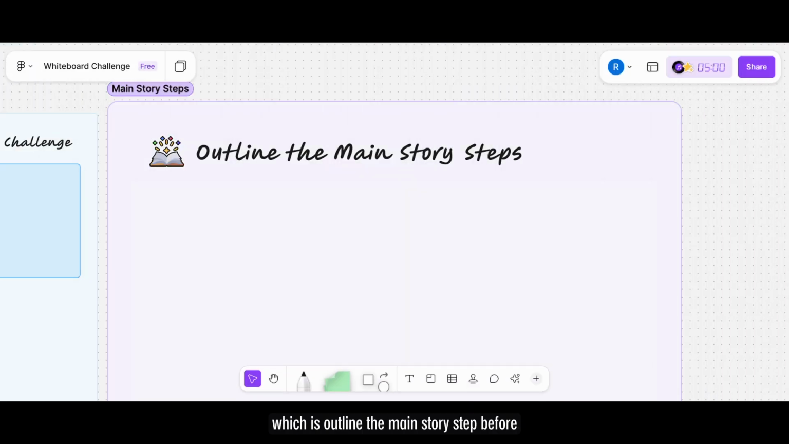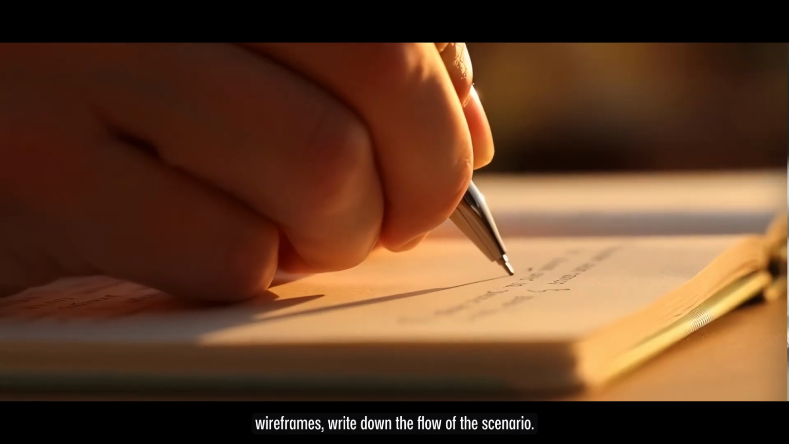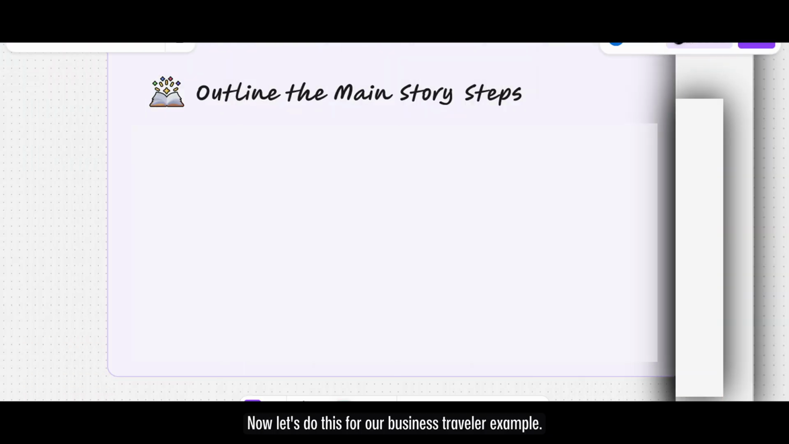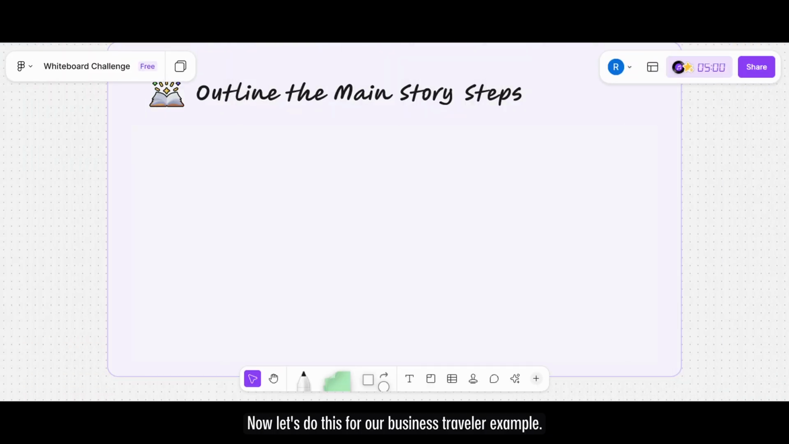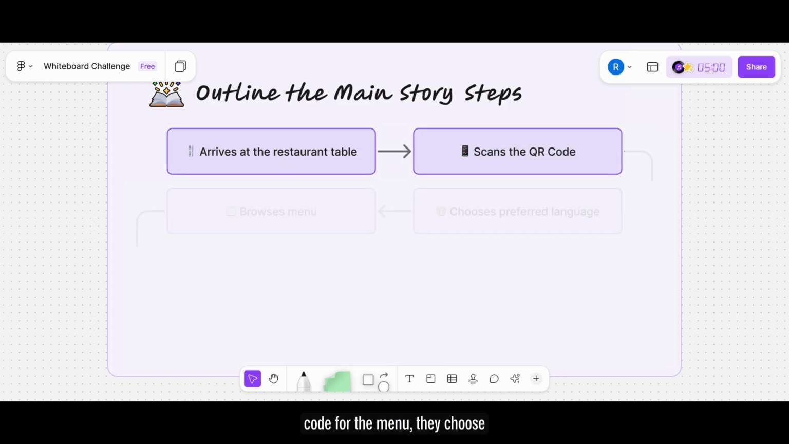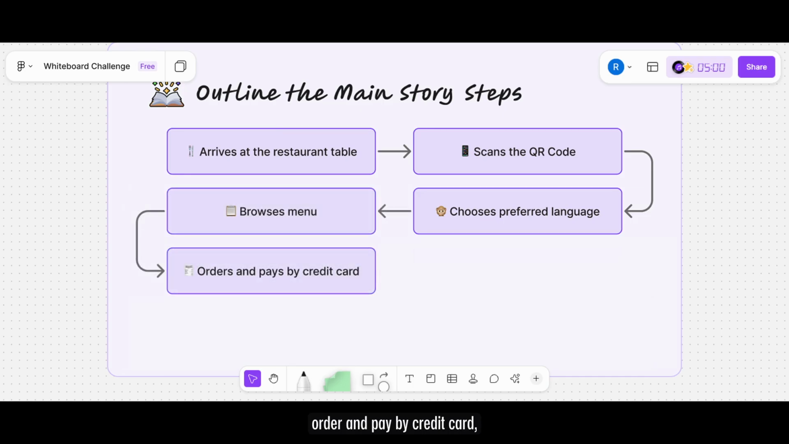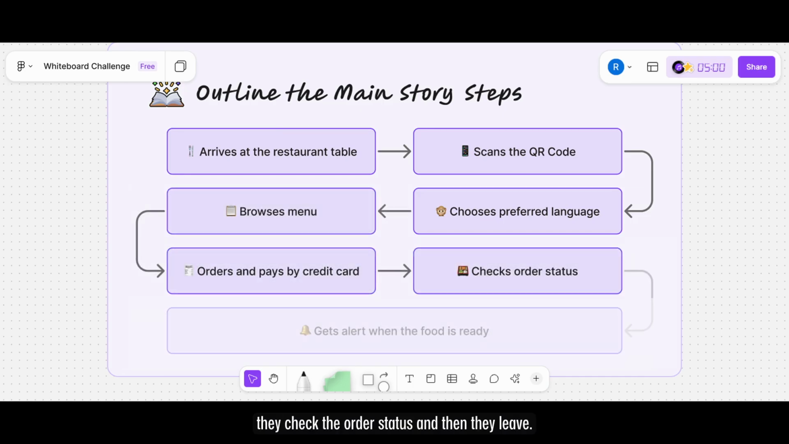step 3, which is outline the main story step. Before you get into sketching the wireframes, write down the flow of the scenario. Now let's do this for our business traveler example. These people arrive at the restaurant, they scan the QR code for the menu, they choose their preferred language, they browse the menu, order and pay by credit card, they check the order status, and then they leave.